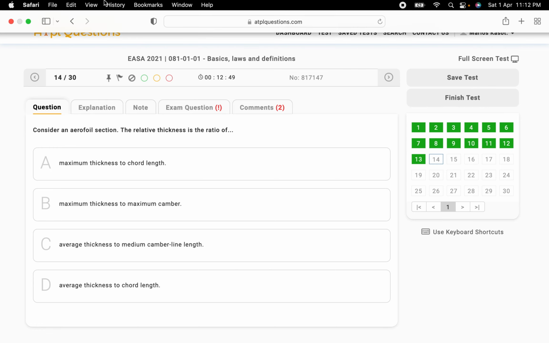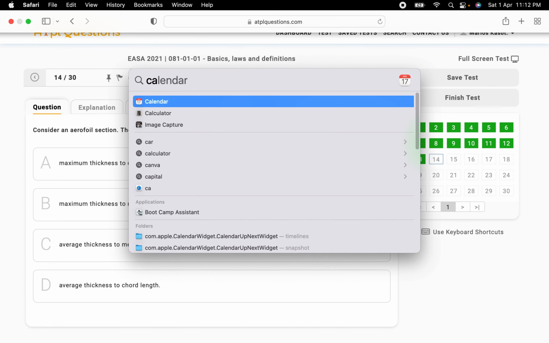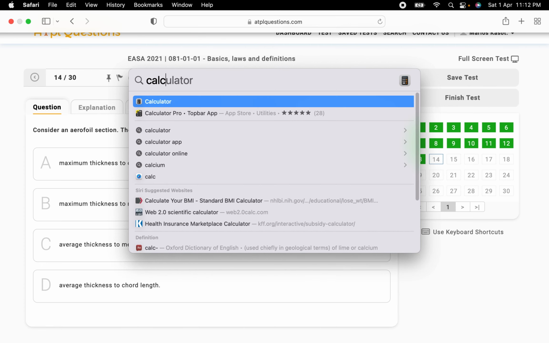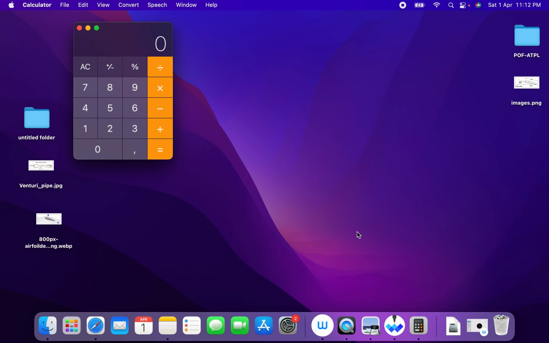Can I have a calculator over here? Yeah. So we had 12.5 multiplied by 1.25 makes us, yeah, okay, we'll solve that.